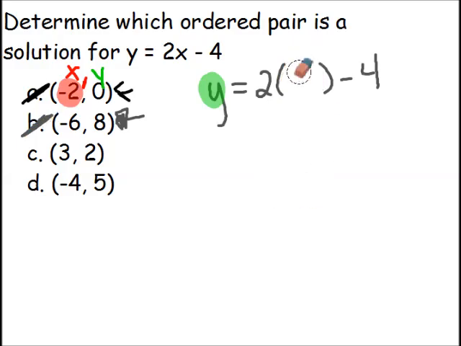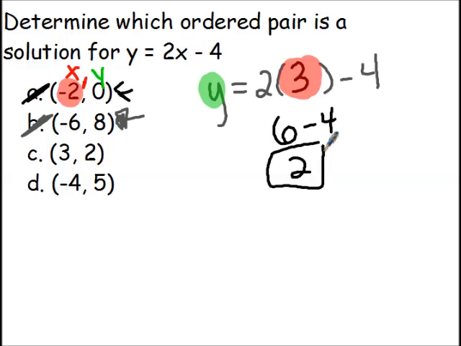We'll move on now to answer choice C. In answer choice C, x is equal to 3. And if answer choice C is correct, then y value will equal 2. So let's see what we get. 2 times 3 is 6, and 6 minus 4 is 2. So in fact, when we put in 3 for the x value, we did get out 2 for the y value. So this one is a match. Our answer is C.